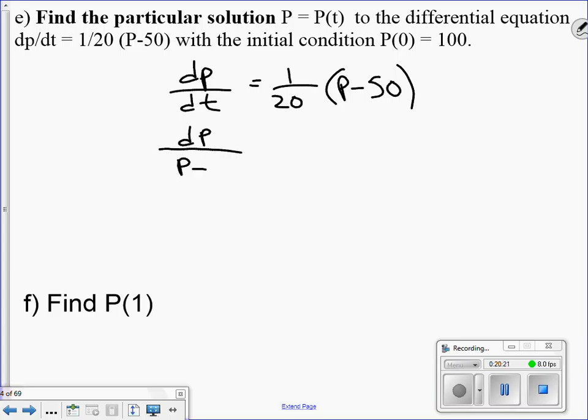So we can divide each side by P minus 50 and multiply each side by dt. You might say, well, 1/20th really could be on either side, but when you're trying to solve for P, you want that side to be as clean as possible. Any other constants you want to put on the independent variable side. How's the separating? Okay, so after you separate, what do you do?